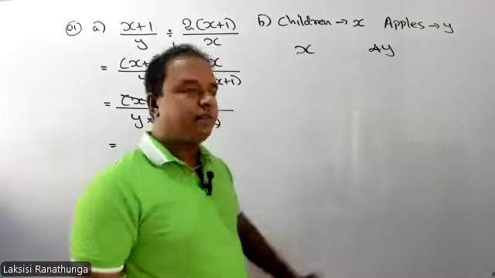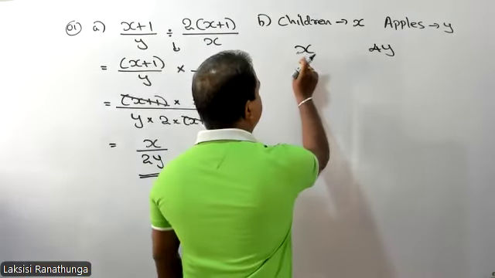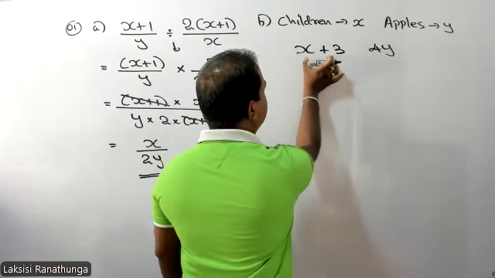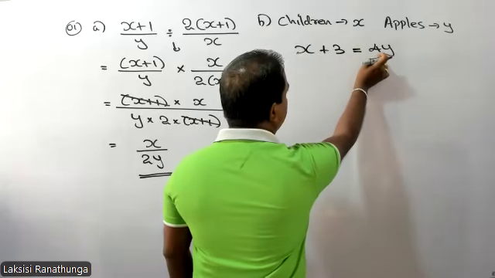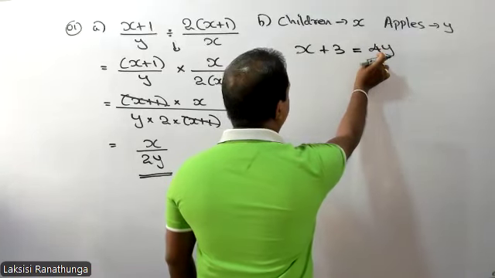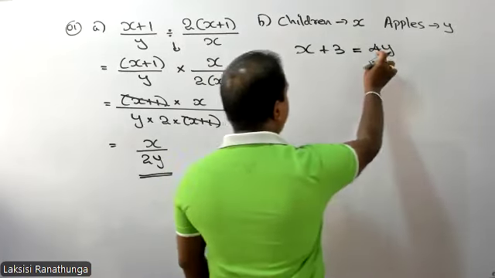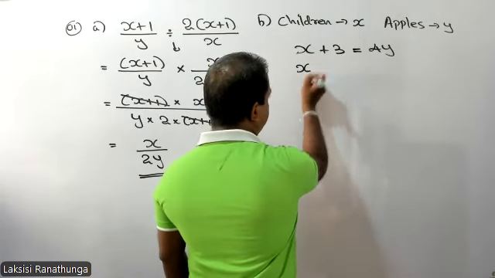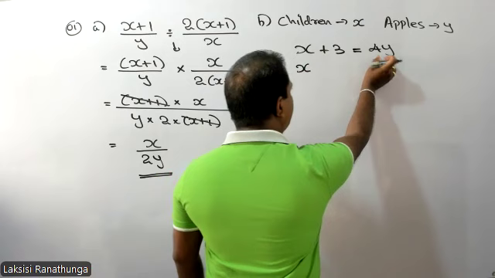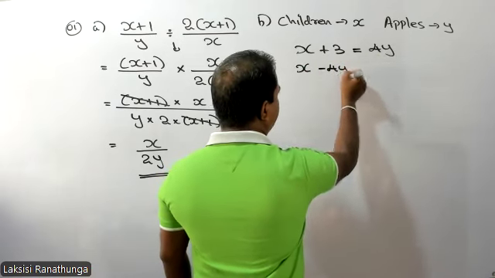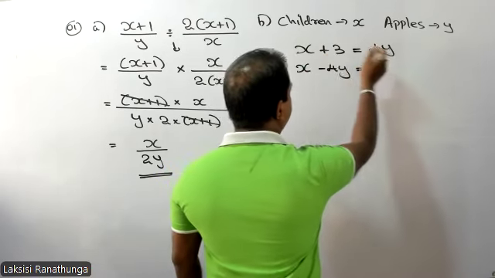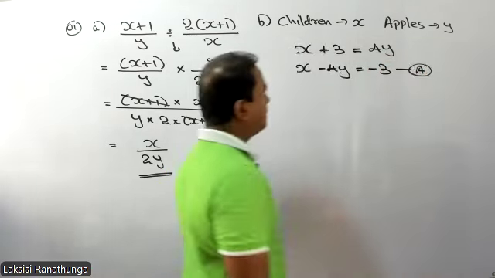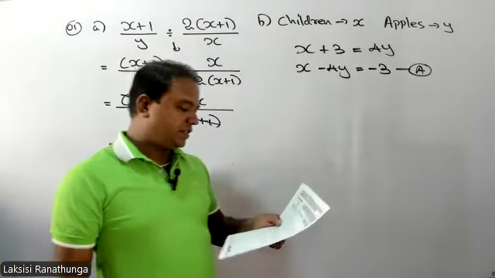3 pieces remain. Now this is the number of pieces given to the children plus 3 pieces remaining. So x + 3 equals the total number of pieces, 4y. Let's rearrange this equation: take 4y to the left side, minus 4y, equals minus 3 after taking the 3 to the right side. This is the first equation.